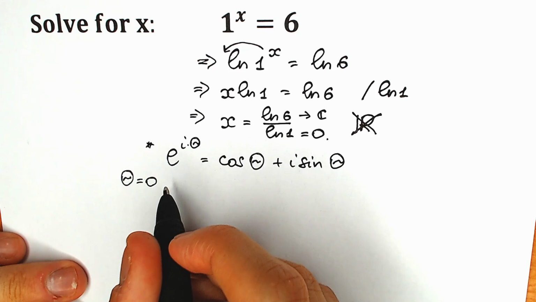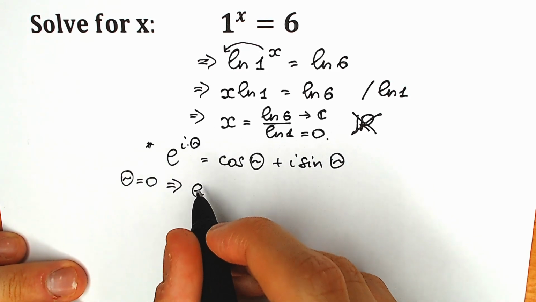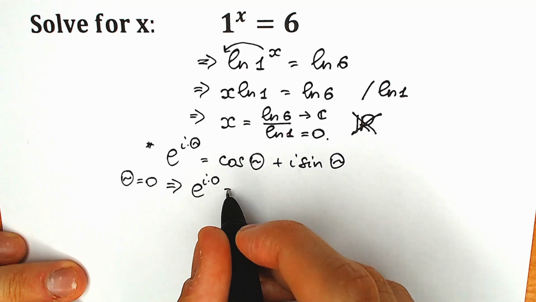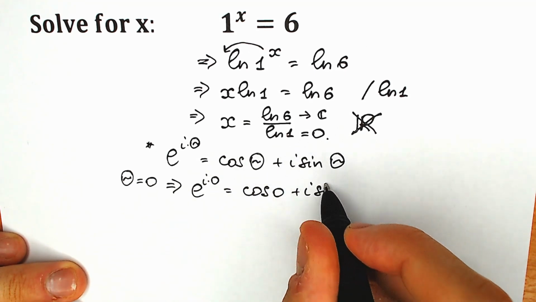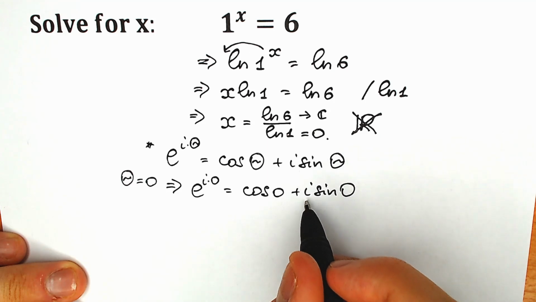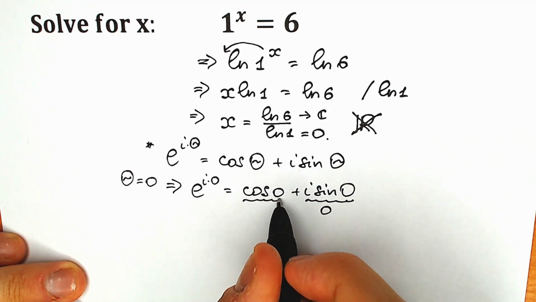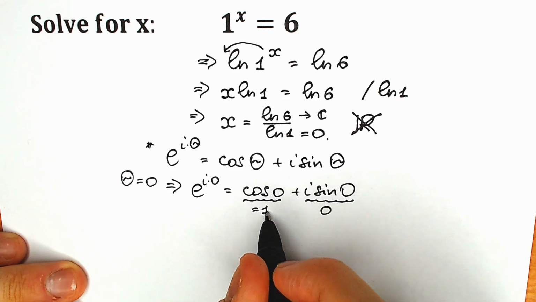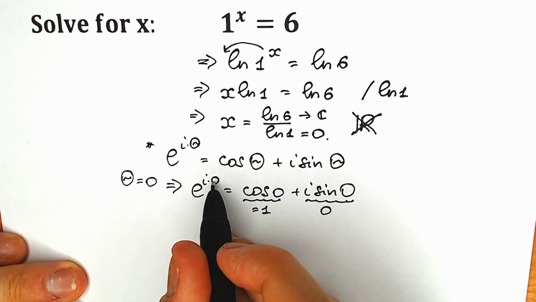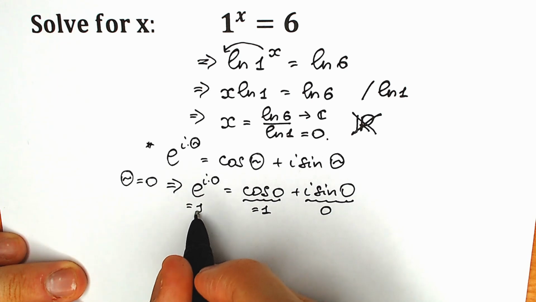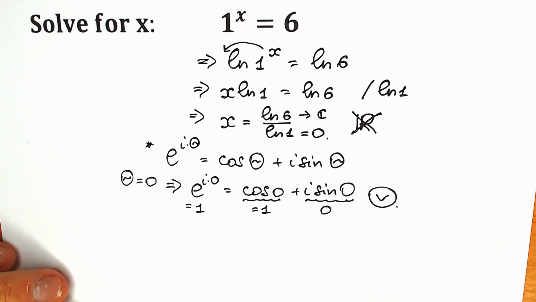Let's see what will happen when we plug in theta equal to 0. As a result, we have e to the power i times 0 equal to cosine 0 plus i times sine 0. Sine 0 equal to 0 right here, and cosine 0 equal to 1, and e to the power i times 0 is going to be equal to 1. So as a result, we have 1 equal to 1. So everything is great. This identity works perfectly.